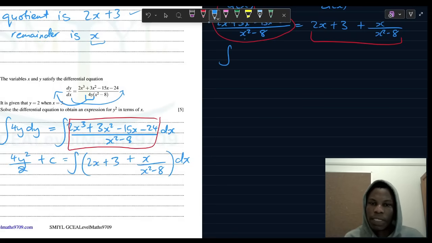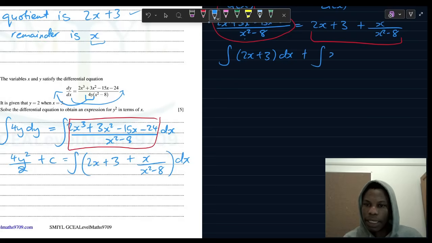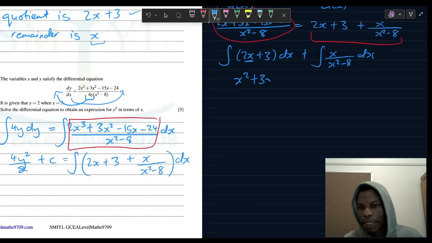In fact, let's maybe split it into the integral of 2x plus 3 with respect to x plus the integral, and then we'll do this part separately, x over x squared minus 8 with respect to x. So if you integrate 2x, add 1 to the power, that becomes 2, divide by the new power, 2. So you end up with just x squared there. If you integrate 3, add 1 to the power, it becomes 3x.